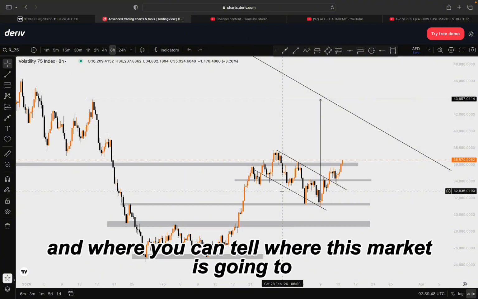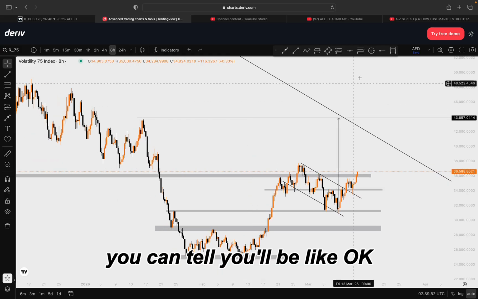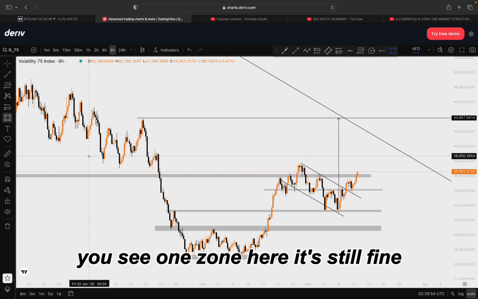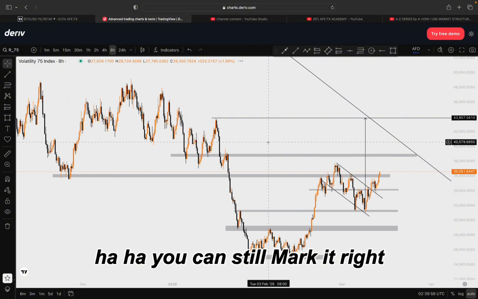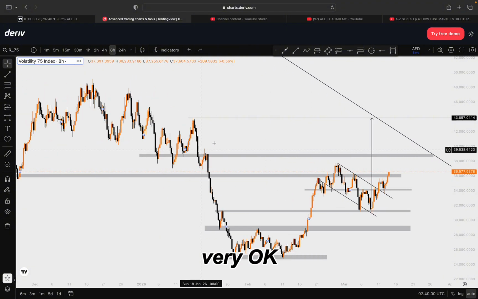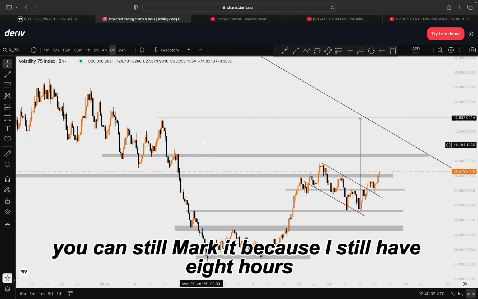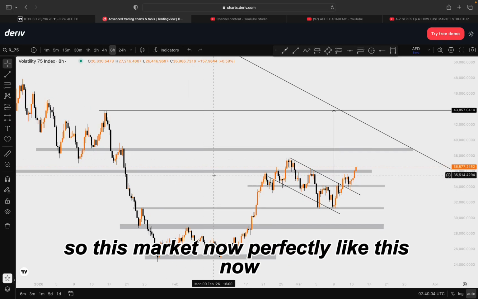But for this one now, I just mapped out all these points, showing you guys just a clear chart where you can tell where this market is going. You'll be like, okay, there's one other zone here. You see one zone here. It's still fine. Yeah, you can still market. You can still market, right? It's still very okay. You can still market because we're still on 8 hours. So this market now, perfectly like this.